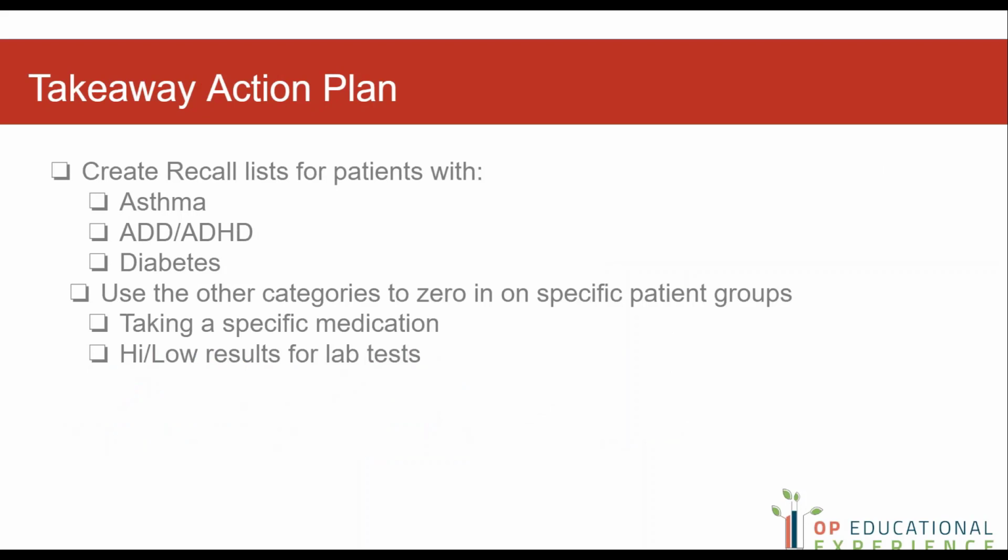A possible takeaway action plan for your office to consider: create recall lists for patients with asthma, ADHD, diabetes, and then maybe use other categories to zero in on specific patient groups within those, taking maybe a specific medication, high or low test results, or patients that have not been in the office in a certain time frame.